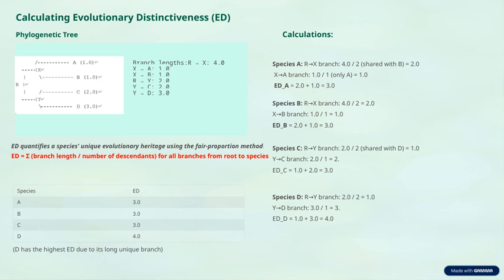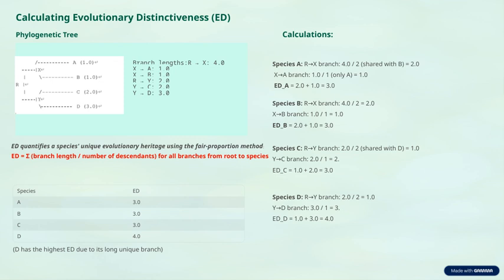To determine ED, we use what's called the fair proportion method. Essentially, this means we look at each branch from the root of the tree all the way down to the species, and we assign a share of that branch's length based on how many descendants it has. So, if a branch leads to 2 species, that branch's length is split between them. If it leads to just one, that species gets the full length.